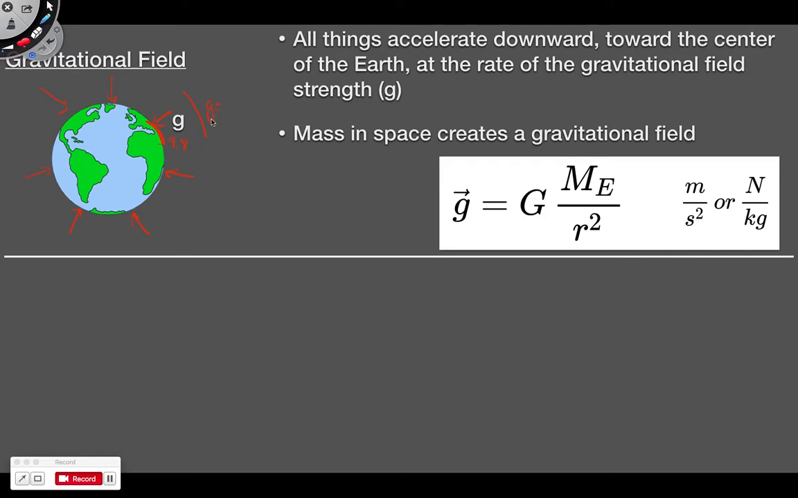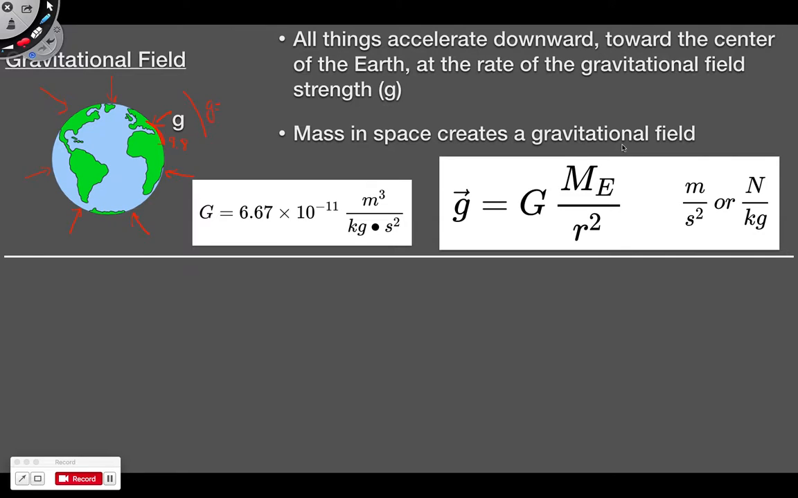If you lived right here on Earth, that g value was 9.8. But if you lived out here, that g value was something else, and we actually had to go calculate that, which was this. So we learned how to calculate this. Of course, if we use the mass of the Earth and the radius of the Earth, then it was 9.8, but we could calculate this using something else. So mass in space creates a gravitational field. And here's the g value right there.